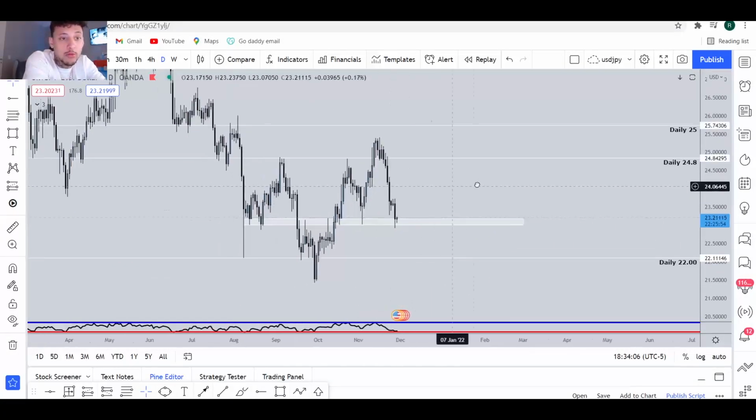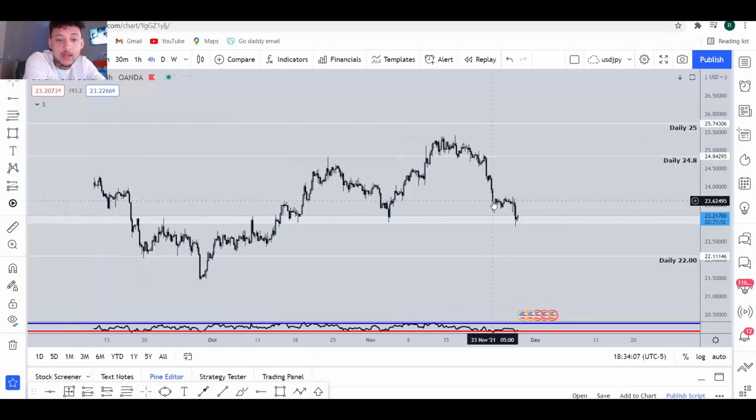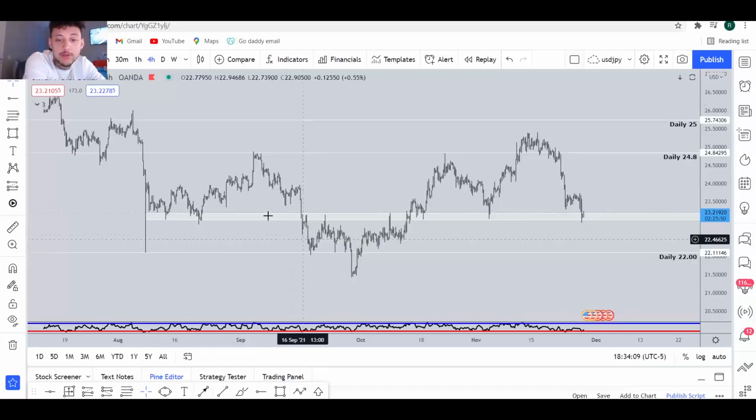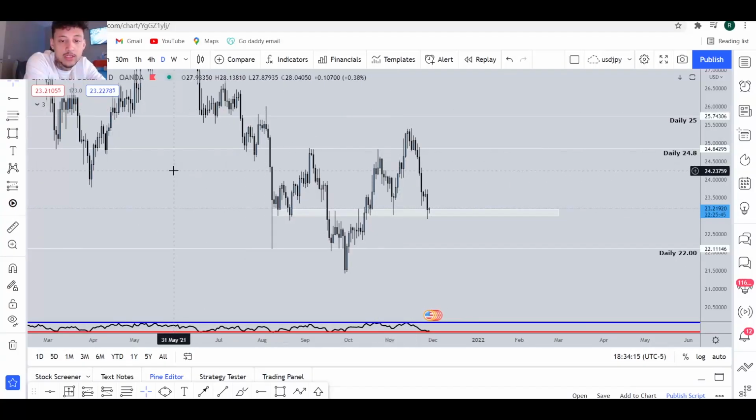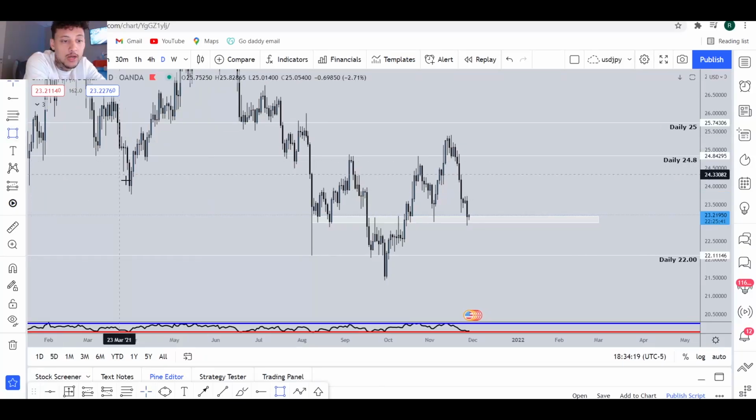Now let's get into our more minor levels so we can look to take day trades off of these levels. So when you go to the daily time frame and look at more relevant price action like this, you'll start to see more minor levels here. What I like to do is draw zones. So I'm going to draw a zone from this point to this point.